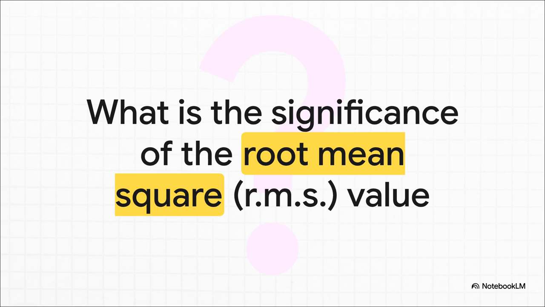Well, it's because it's the magic translator. It lets us take the wacky, oscillating world of alternating current and talk about it using the simple, steady rules of direct current. It's the number that tells you what the real, effective power is. It's what lets us use our trusted old formulas like V equals IR on a current that's constantly changing. In short, the RMS value is what makes AC understandable, predictable, and incredibly useful. It's the key that unlocks it all.